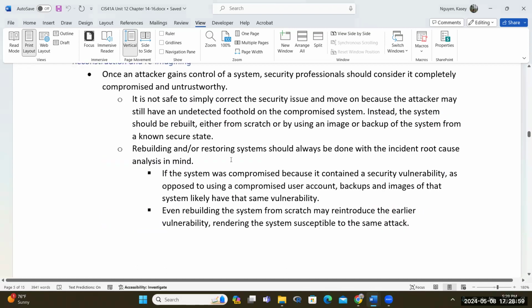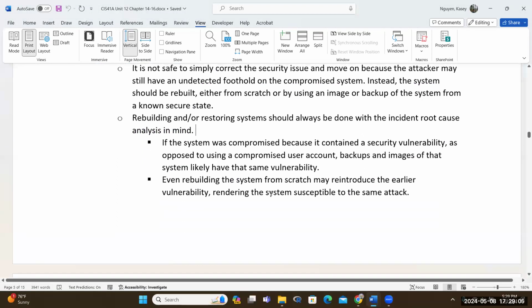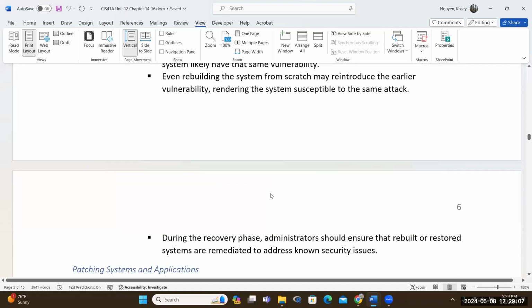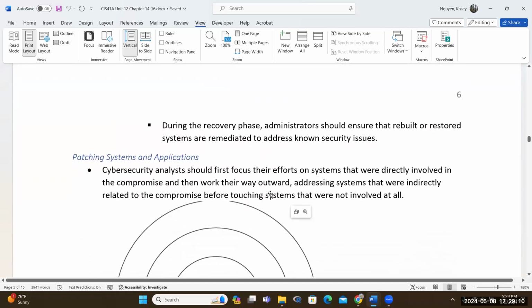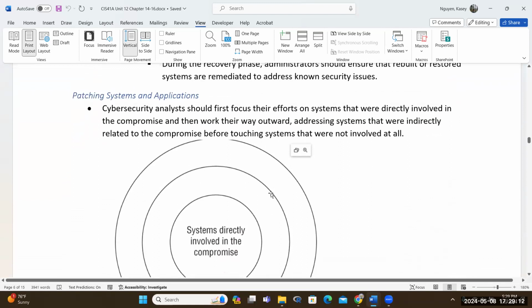Okay, so you find the information right here. And it gives you the scenario on how to really look at the impacted system. It's important to point this out. You should focus on the systems that are directly involved first, the compromised system, and then work your way outward. Make sure that you do not get distracted.